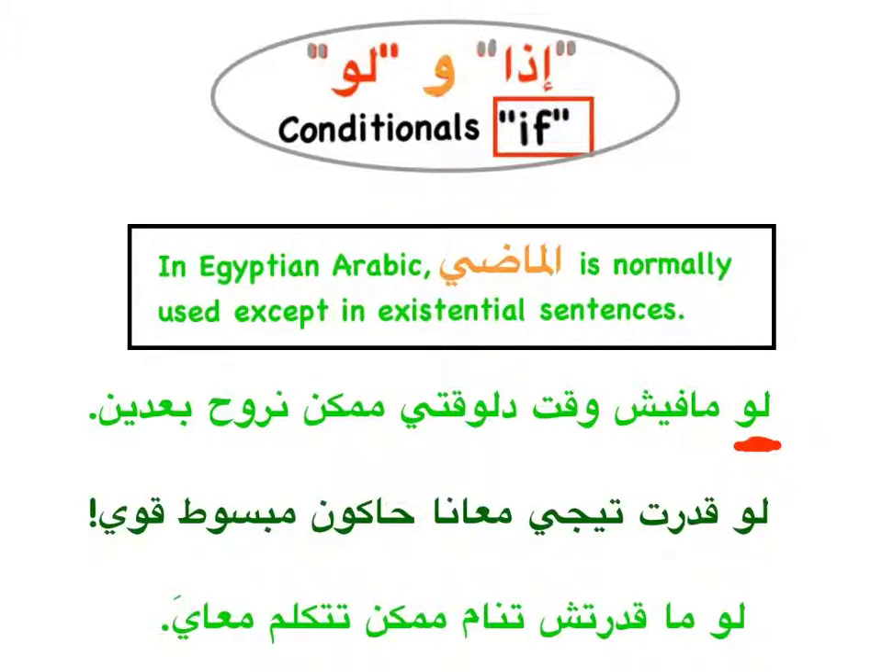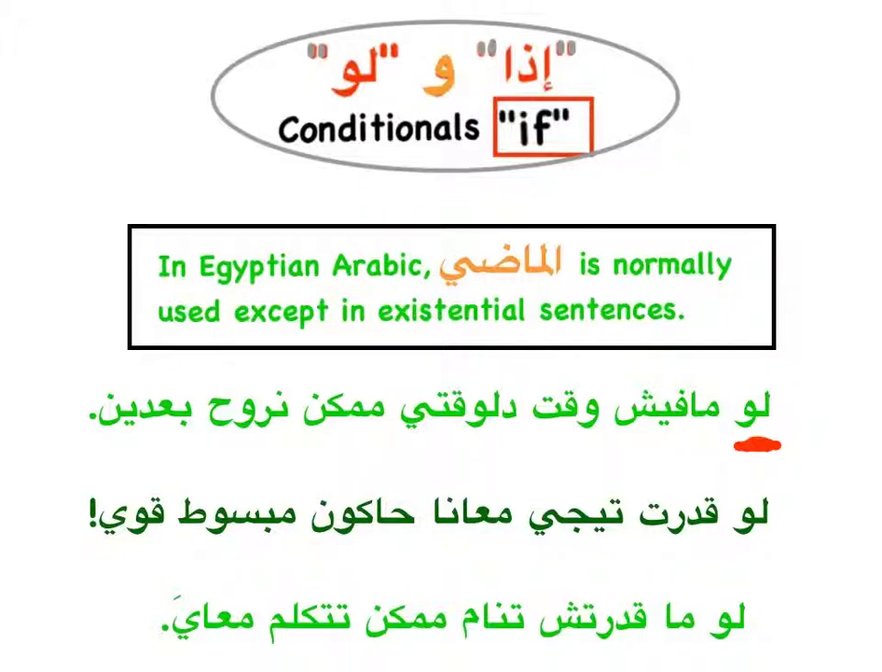Same thing for لو قدرتي تيجي معانا حكون مبسوط قوي. So this is just a statement saying if you can come, we'll be very happy, or I'll be very happy. So there is no actual verb that states tense. قدرت is "if you could", but it's not a tense. It doesn't mean in the past, it's just giving a statement that has nothing to do with the tense.